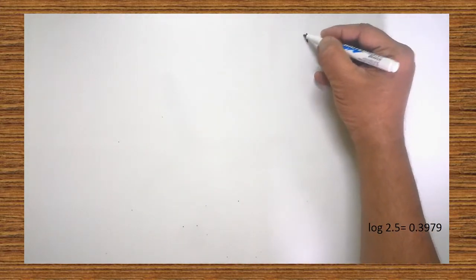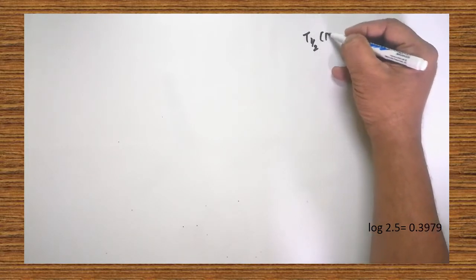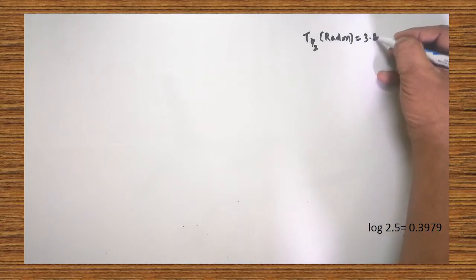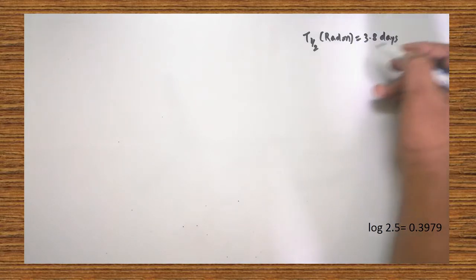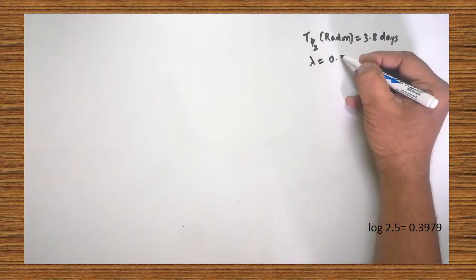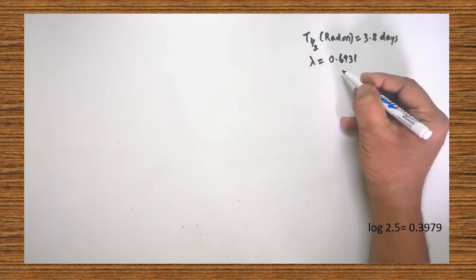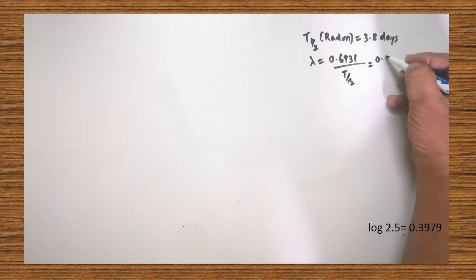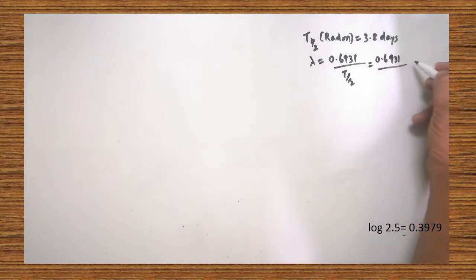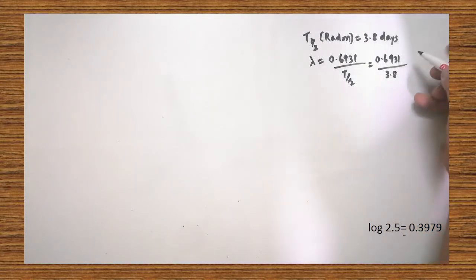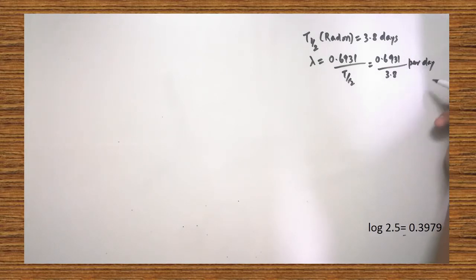First I will write the half-life period of the radon. Half-life of the radon is 3.8 days. From this we have to calculate the decay constant. The disintegration constant formula is 0.6931 divided by half-life. So if it is substituted, 0.6931 divided by 3.8. Since it is in days, the unit of decay constant must be written as per day.